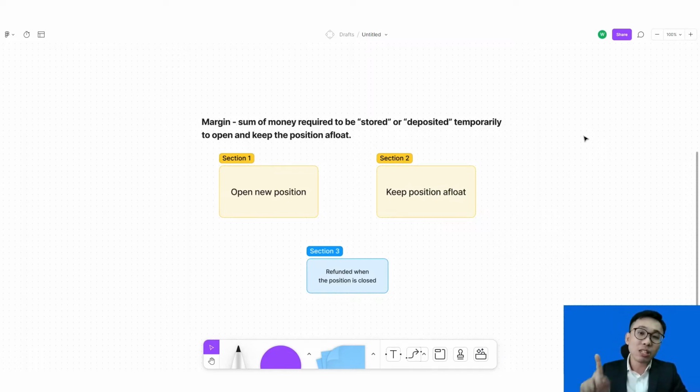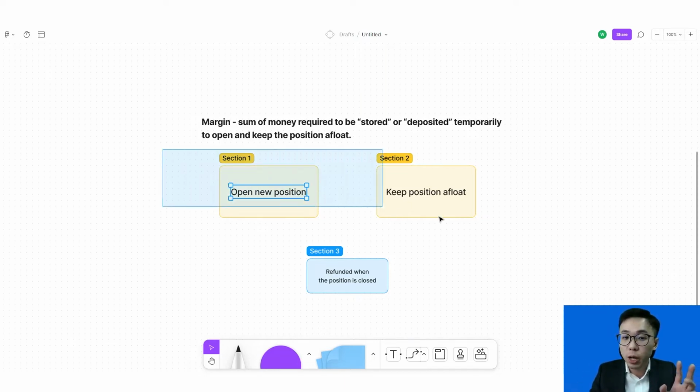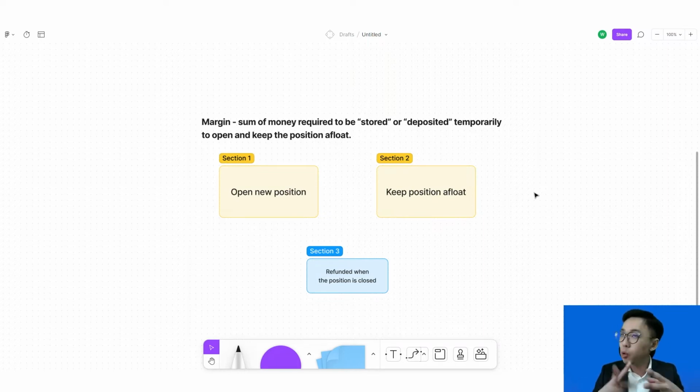Margin is defined as a sum of money that is required to be stored or deposited with the broker temporarily to open or to keep a position afloat. Now, this whole sentence might be a bit confusing for some of us, so we're going to break it down into two sections. First of all, a margin is a sum of money, a small sum, I would say, that will be kept at one side that cannot be used. It is kept there for safekeeping, or I would say goodwill, in order for you to open a new position.